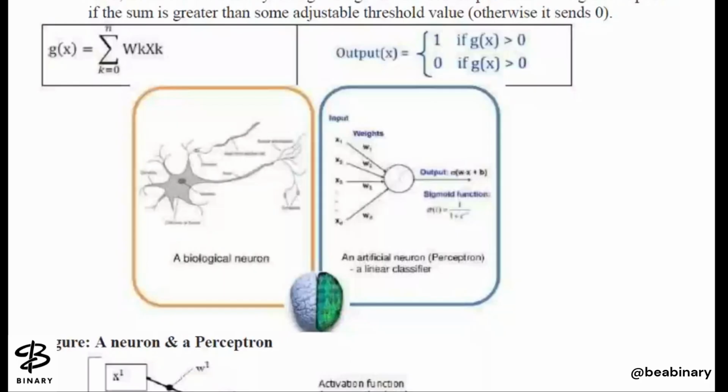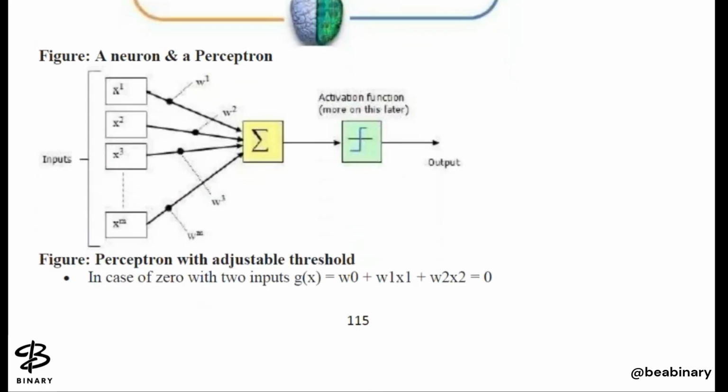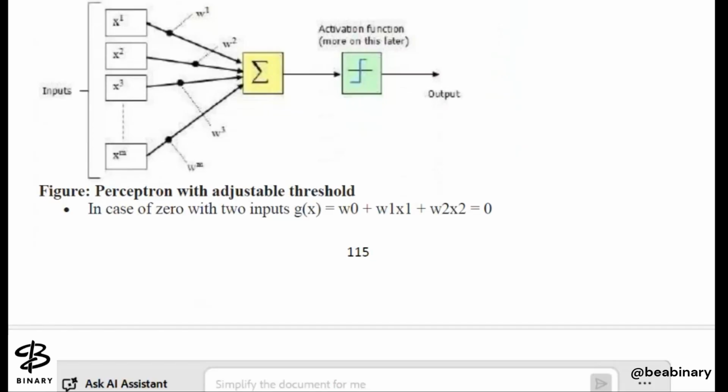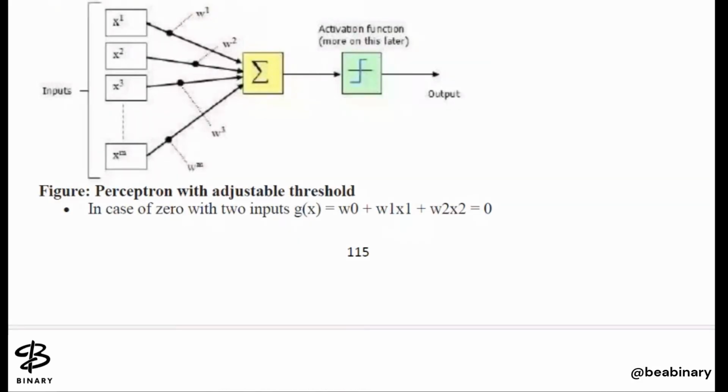First, we are talking about the perceptron. How it works: it models a neuron by taking a weighted sum of its input and sending the output 1 if the sum is greater than some adjustable threshold value. Otherwise, it sends 0. So based on a condition with a particular threshold value, we are giving the output in terms of a 1 or a 0. Here in the diagram, you can see the biological neuron and an artificial neuron, and the perceptron with adjustable thresholds. With the sum of all these inputs, the activation function gives an output.